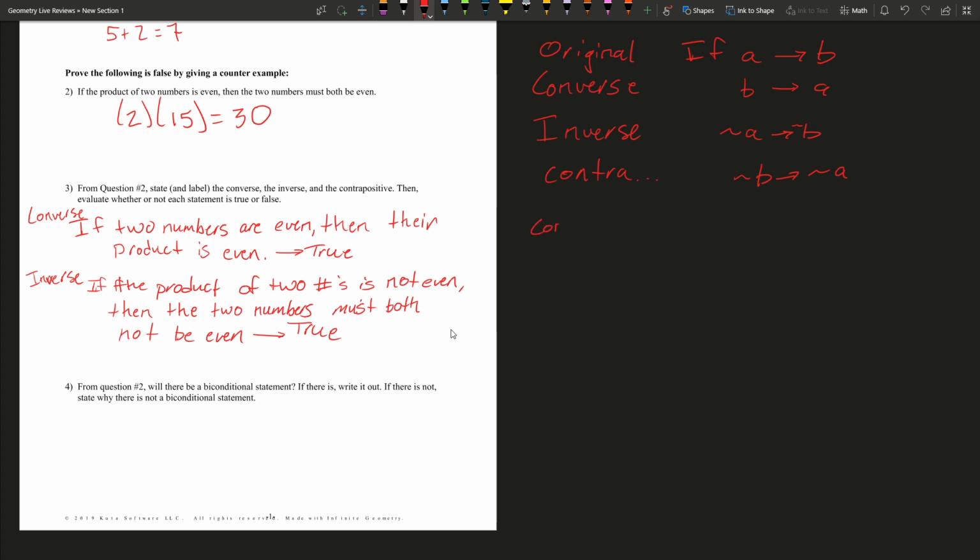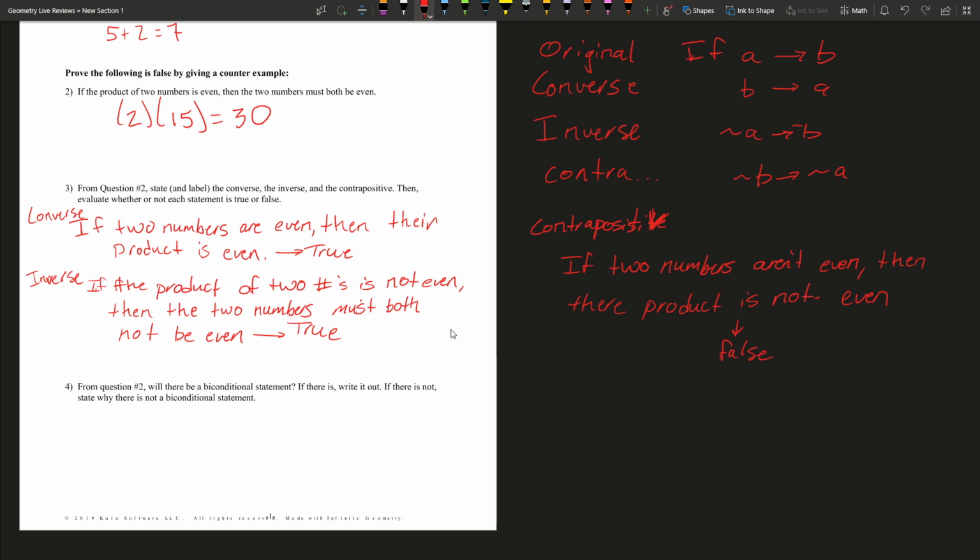And then the contrapositive, which I will put over here to save room, says if two numbers are not even, then their product is not even. And this is false.